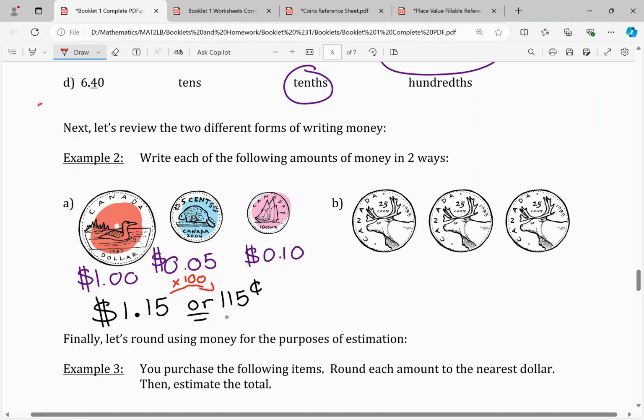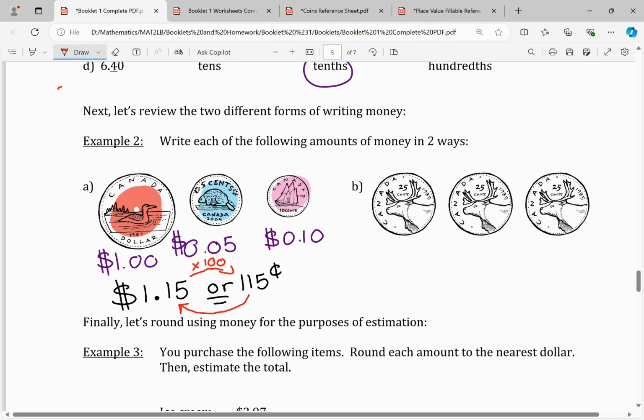Just as a quick note while we're here, also recall that if I wanted to go back from cents to dollars, I would do the opposite. Instead of timesing by 100, I would just have to divide by 100.